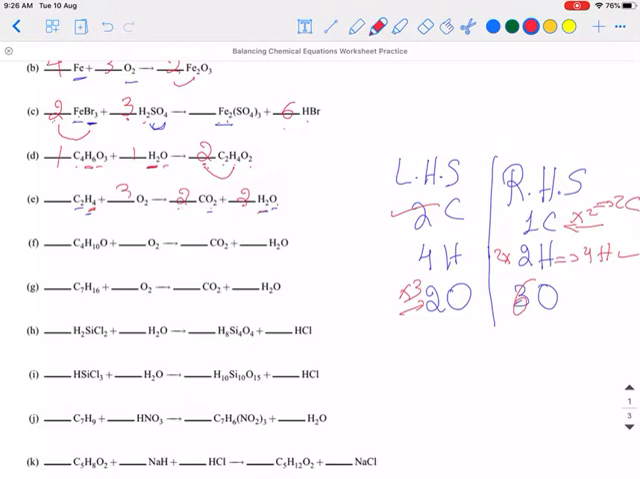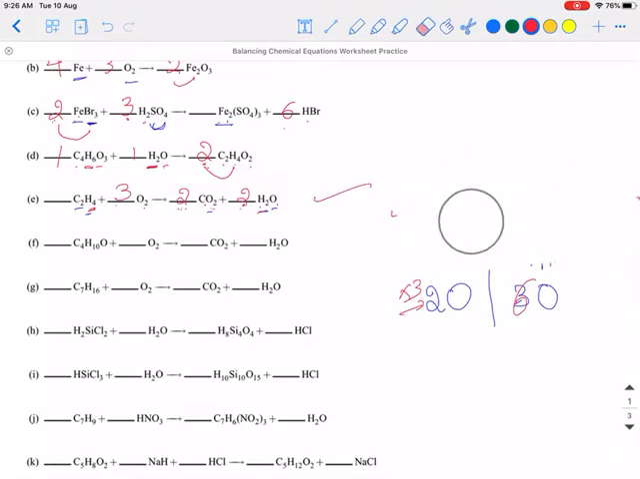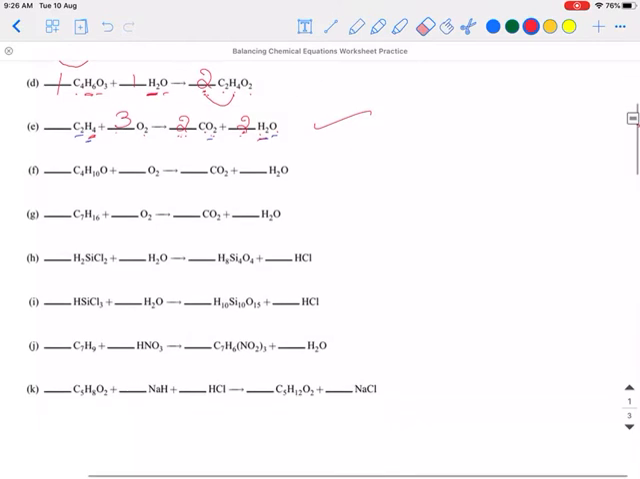So simply I multiply this by 3. So the final checkup: 2 carbon, 4 hydrogen, 2 by 2, 4, 6 oxygen, and 2 by 2, 4 plus 2, 6 oxygen, and the equation is balanced like this.